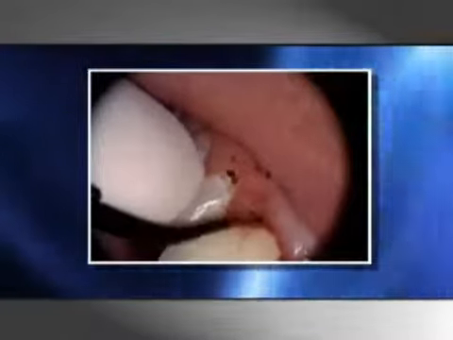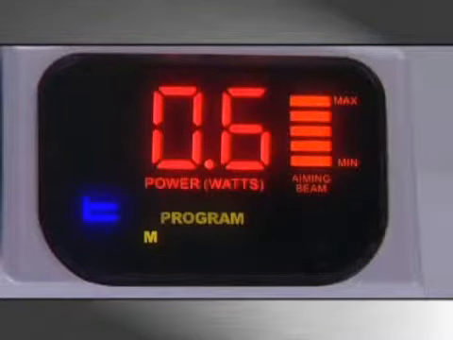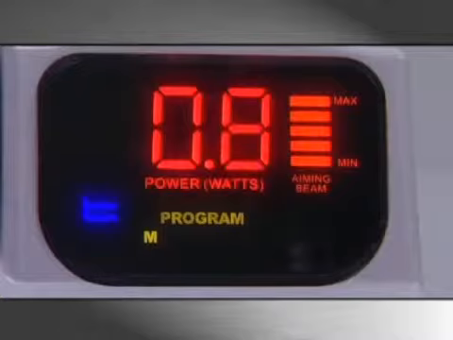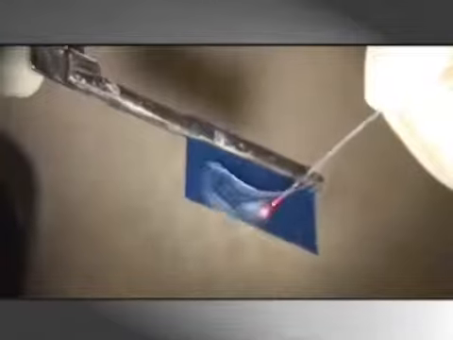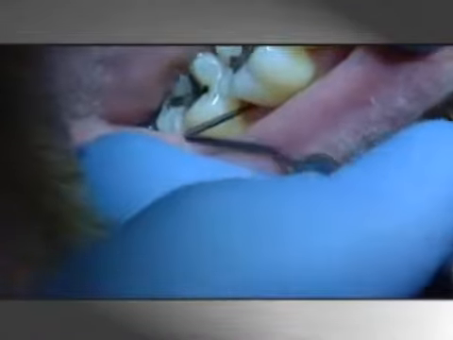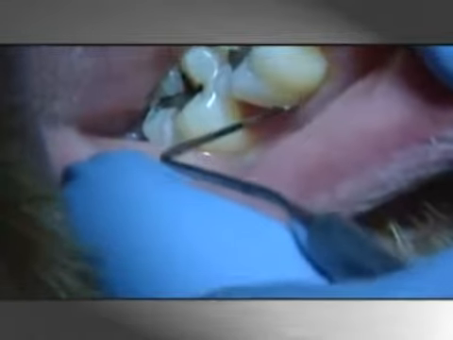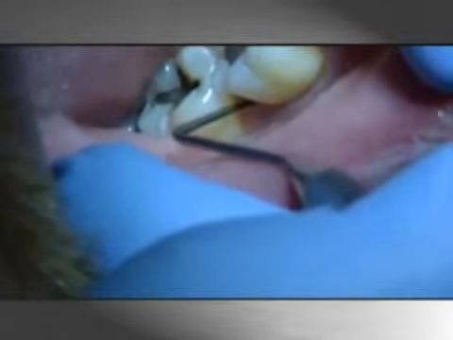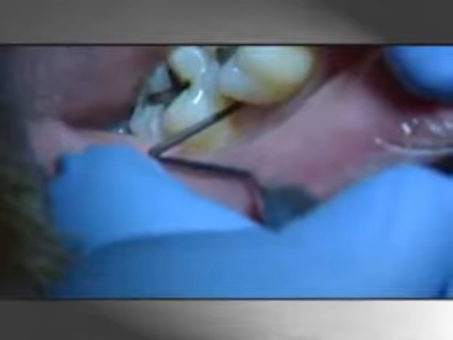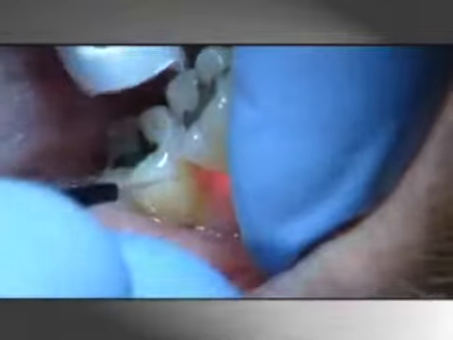Set the Odyssey diode laser power to 0.8 watts in continuous mode. Then initiate the fiber tip. Gently probe the pocket to get a sense of its geometry. After conventional instrumentation has been completed, calibrate the fiber tip to the pocket depth. Begin to lase the diseased epithelial lining.